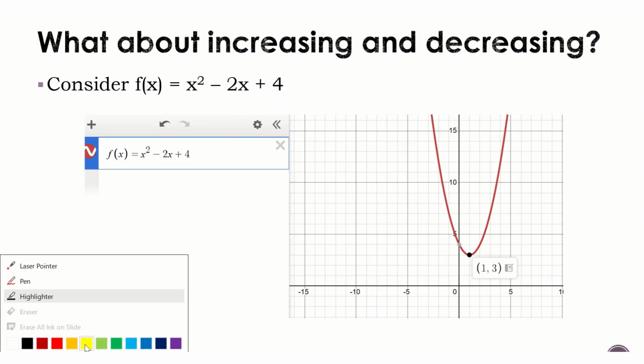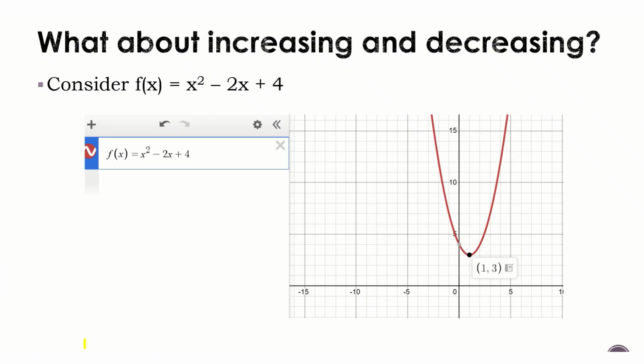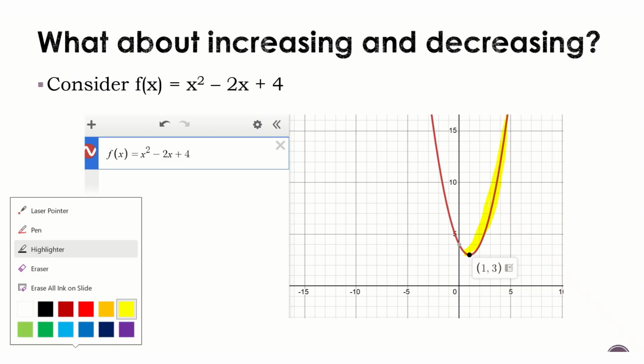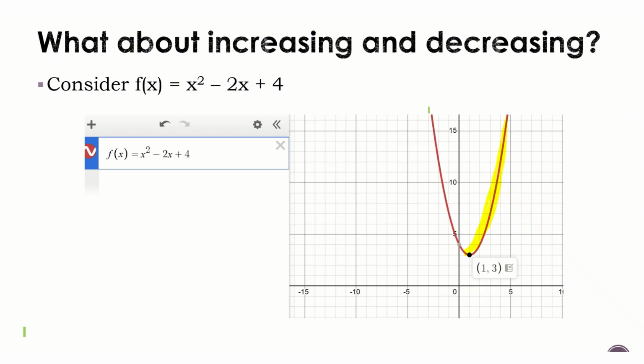So I'm going to go ahead and grab the yellow highlighter, and I know that increasing means it's going up from left to right. And I'll go ahead and do decreasing in the green. Okay. And so this is my decreasing over here, and this is my increasing over here. What I want to do is I want to be able to write this in inequality notation.